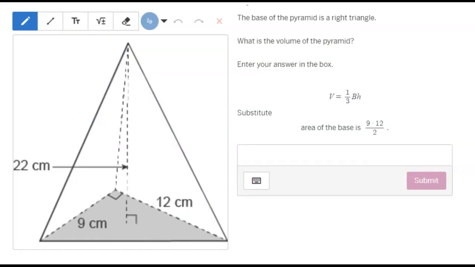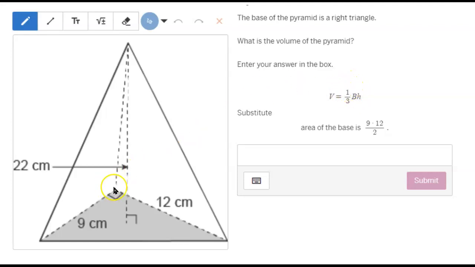Okay, this one says the base of the pyramid is a right triangle. So the right triangle, this gray part down here is the base. What is the volume of the pyramid? Write your answer in the box. Notice that the volume formula is here for us, or it's in our hint. Volume equals 1/3 the base times the height. So we have to know how to find this base.